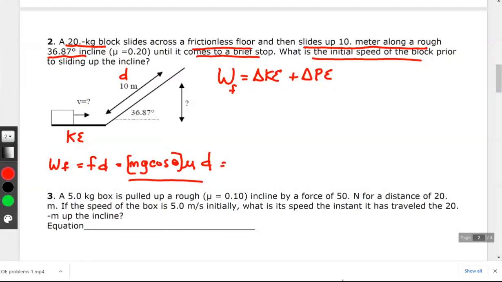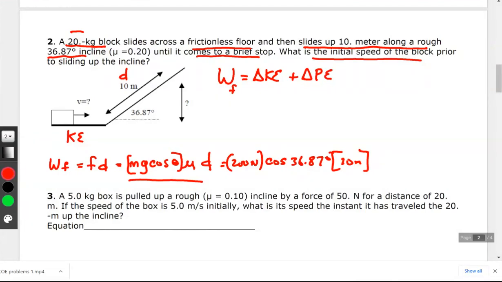So it's mg, so it's 20 times 10, is 200 newtons, times the cosine of 36.87 degrees, times the distance that was given, which is 10 meters. That's how much work is done against friction.